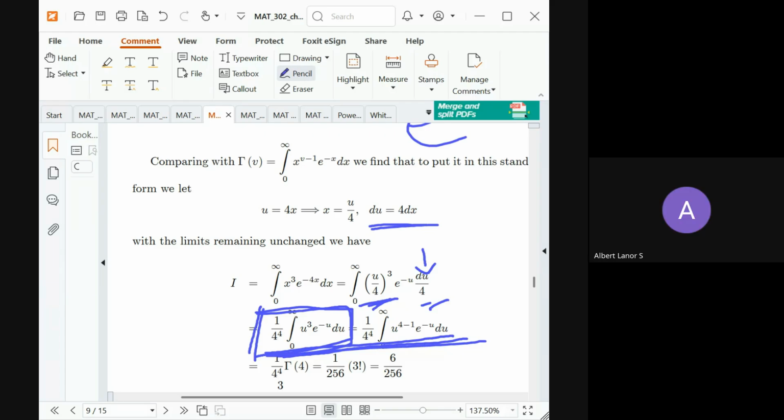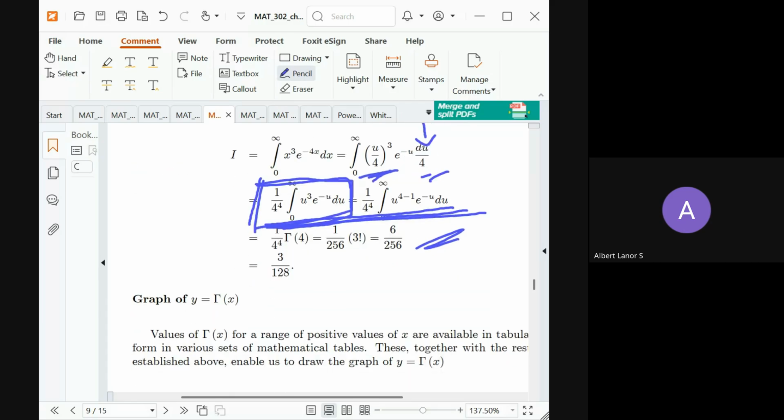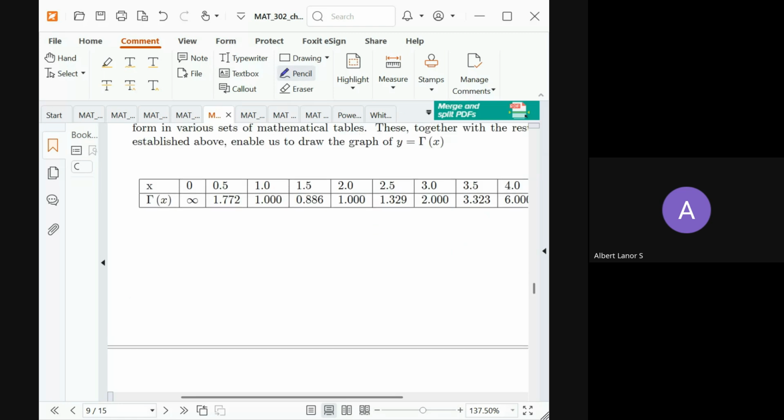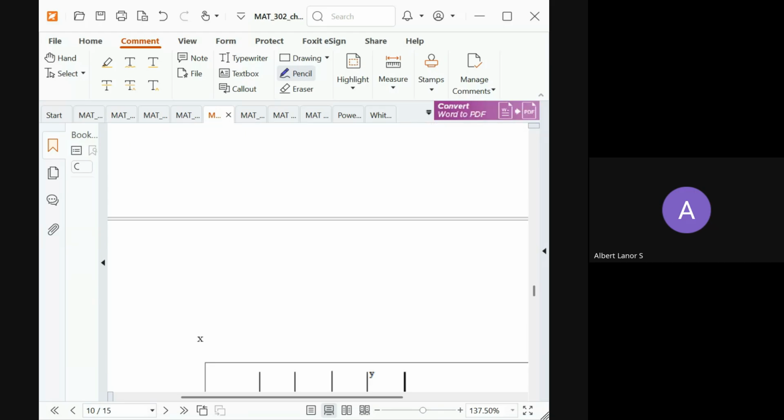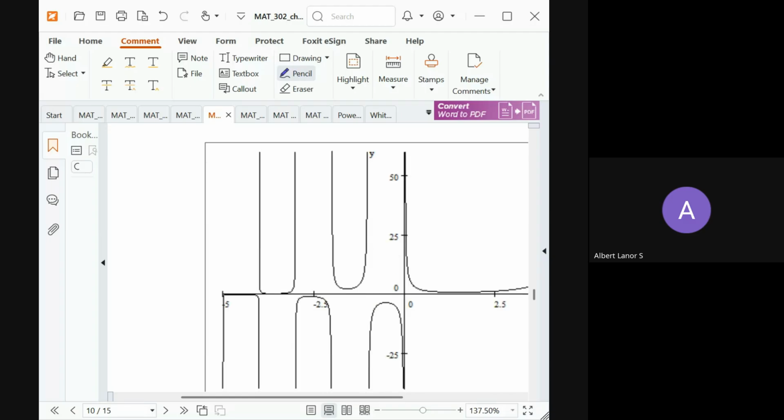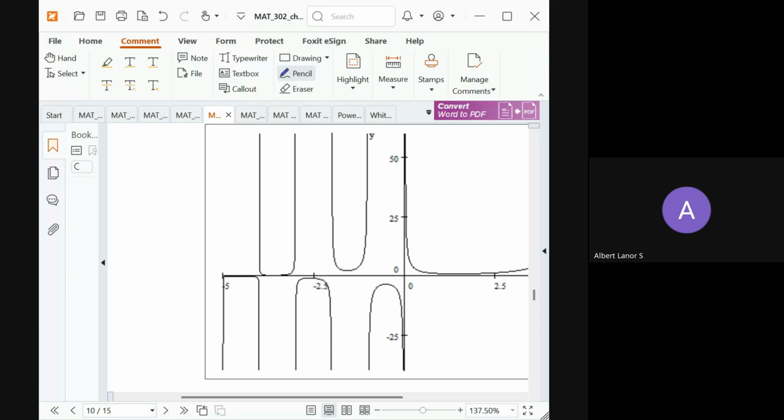Okay. All right, so you write it in the standard gamma function form, and then it should guide you in evaluating the standard function. Now, if you do 0, you have infinity, gamma of half, gamma of 1. When you put all these values together and you plot it, you have a graph like this. And this is a graph of the gamma function.